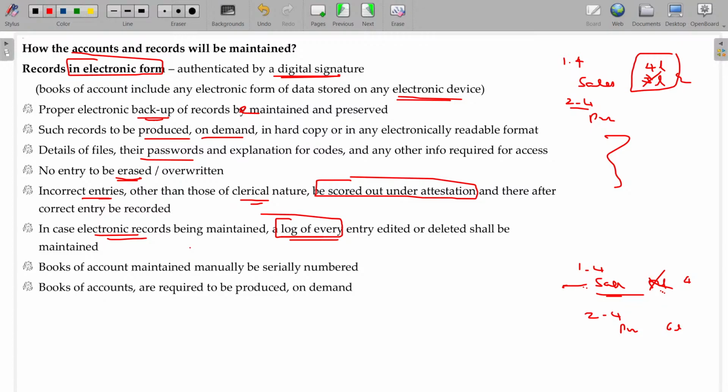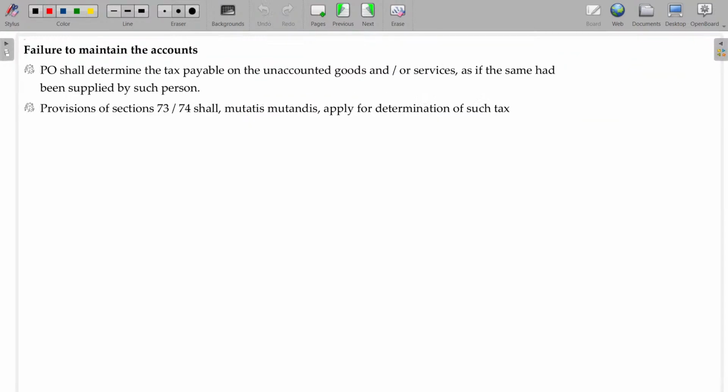A log of every entry, edited or deleted. When you open a Word file on your laptop, the date on which you modified it is also there. Similarly, that date will be called the log date. You have to maintain all these things. Books of accounts maintained manually must be serially numbered. Books of accounts are required to be produced on demand. That's all. Manually or electronically, no problem.